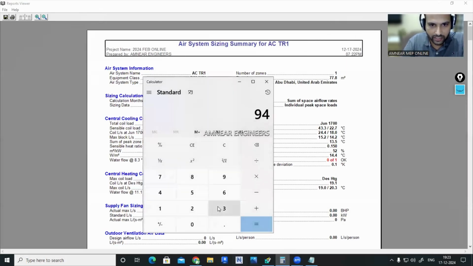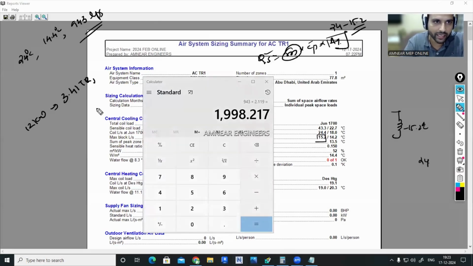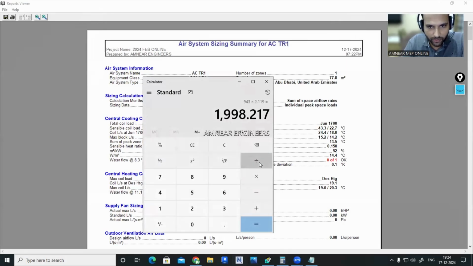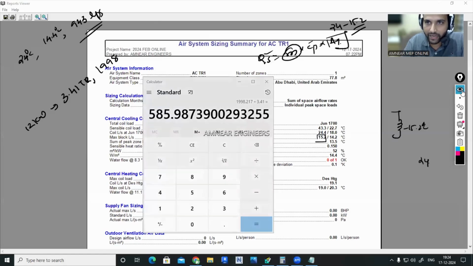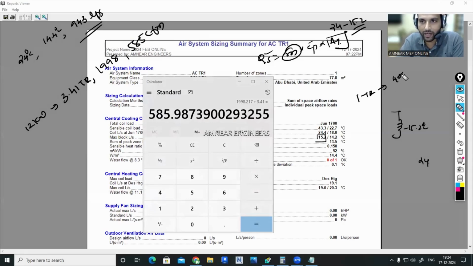Converting 943 into CFM, 943 into 2.119, gives 1998. Dividing this value by 3.41, how much CFM am I getting? 585 CFM for 1 ton of refrigeration. So here it is not matching. As a thumb rule, we normally get 400 CFM per ton of refrigeration, but here I am getting 585 CFM per ton.